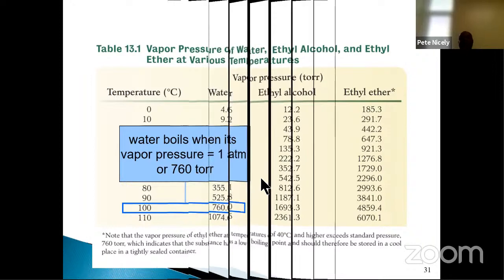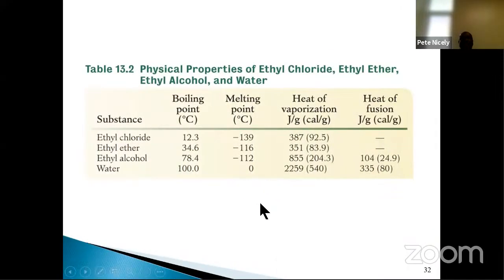Let me say something about this slide first, and then I'll show you the graph which shows the relationship between vapor pressure and temperature. This table basically lists different substances, their boiling points, their melting points, which we'll talk about shortly, the heat of vaporization, which we will be using shortly, and the heat of fusion. As you can see, water has a boiling point of 100 degrees, and other liquids will have different boiling points. These are the temperatures at which the vapor pressure of these liquids would be equal to 1 atmosphere.